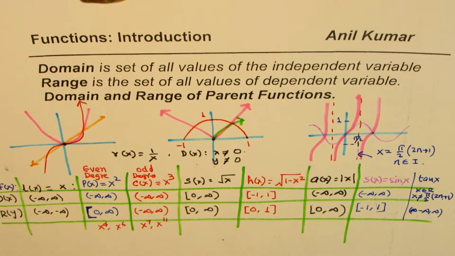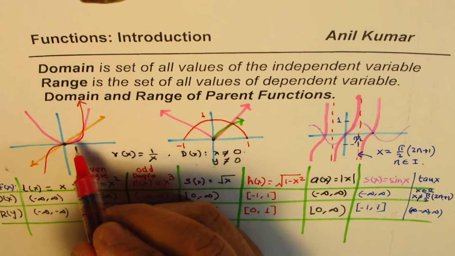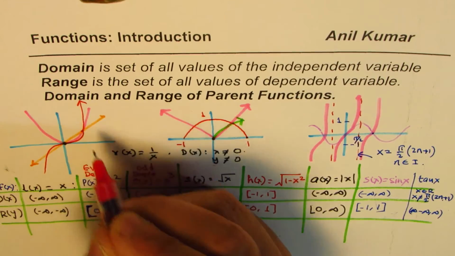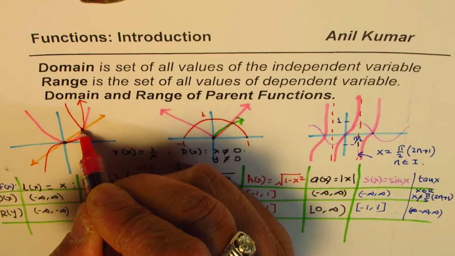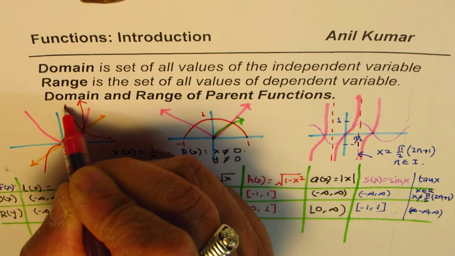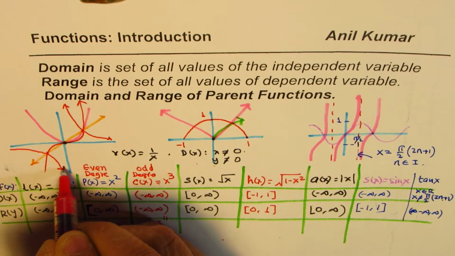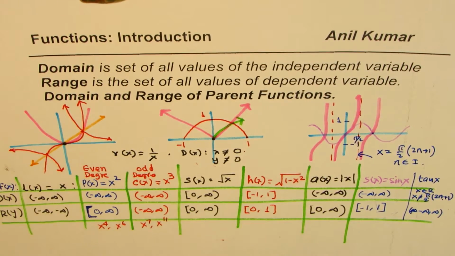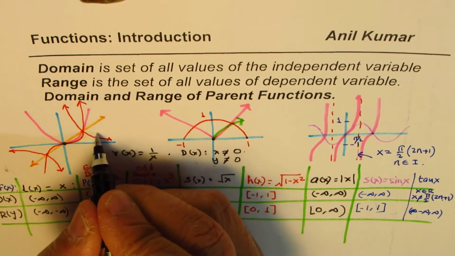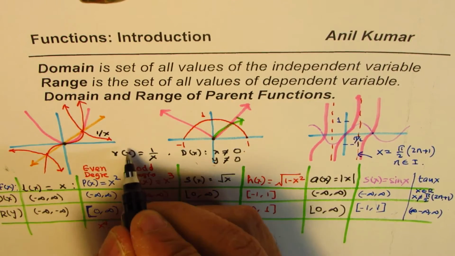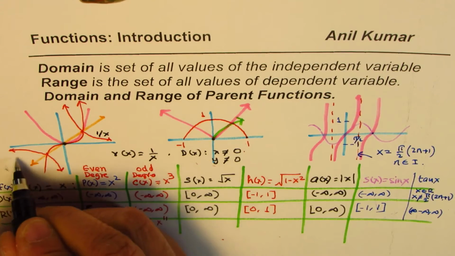To sketch it, we can just sketch it here. It goes through this point 1 and will be kind of like this. Is that okay? So that function will be the reciprocal function. This is your reciprocal function, 1 over x, r of x.